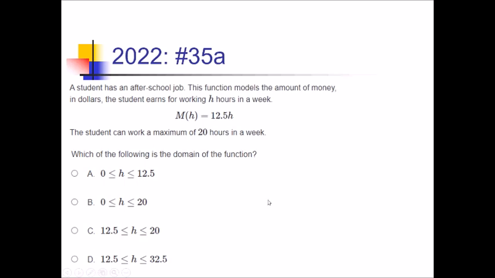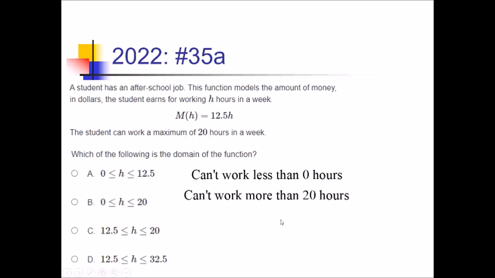So for how low can we go, the student can't work less than 0 hours. That's just physically impossible. I'm not even sure what that would look like. And because of this legal maximum here, we can't work more than 20 hours either. So then our domain would just be all the H values between 0 and 20 hours, including those. So that would be choice B.